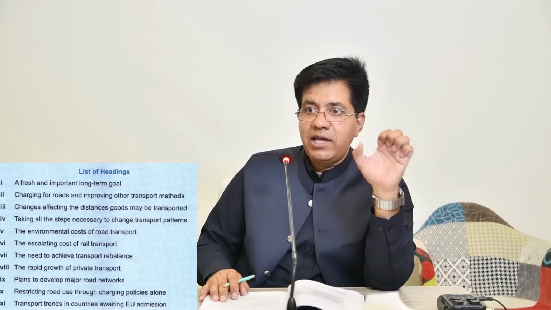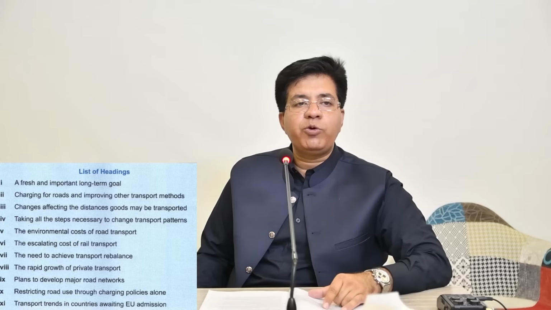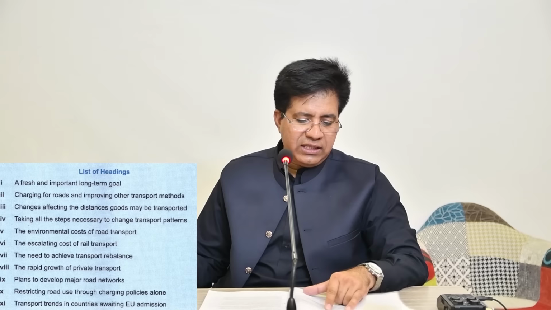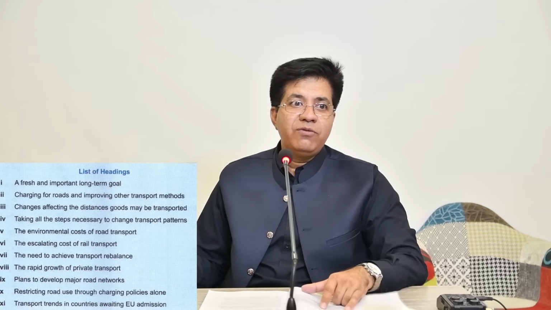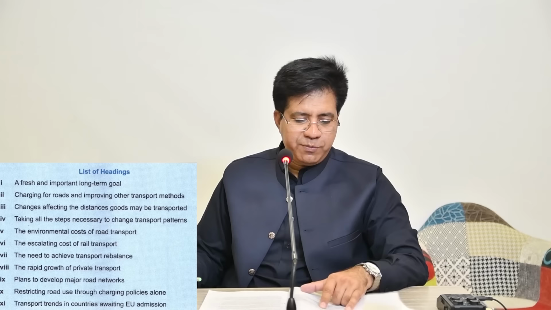Then you'll be familiar. Question number 2: charging for roads and improving other transport methods. A paragraph where they will talk about road tax and other transport methods like railways, buses and all that. Heading number 3: changes affecting the distance goods may be transported. Now, by the way, if you still remember, we were talking about consumers and factories going far from them to reduce the production cost. So this is changes affecting the distances goods may be transported. That is actually paragraph B. Because we've done it already, so we know.